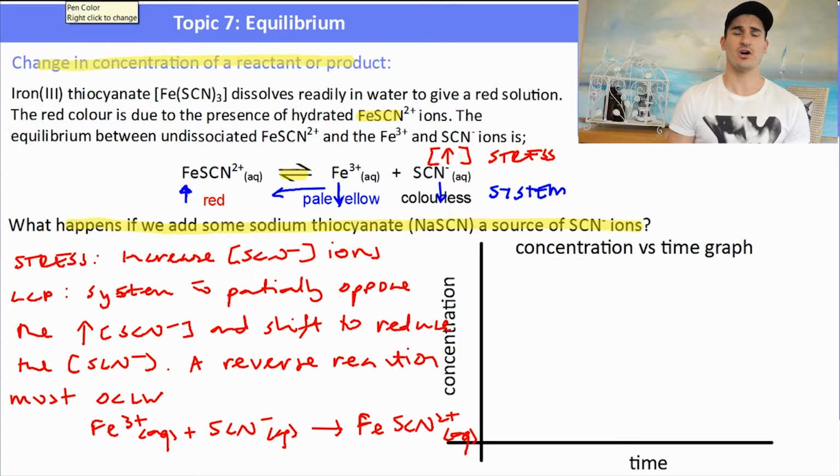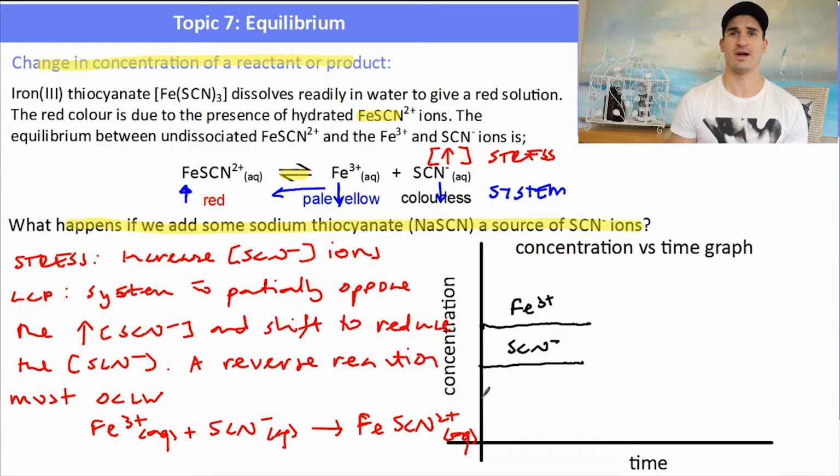If we're asked to draw this on a graph, a concentration versus time graph, we need to be really careful with the way we draw in our graph. So the first thing we need to do is have in all of our reactants at a certain concentration, and I've just made these concentrations up. They could be quite different, but the principle is the same. So we've got an equilibrium system with all of our reactants and products. It's at equilibrium because the concentrations are remaining steady. If we add in a stress, like an increase in SCN-, we're going to see what I call a spike. It's going to increase very quickly in concentration.